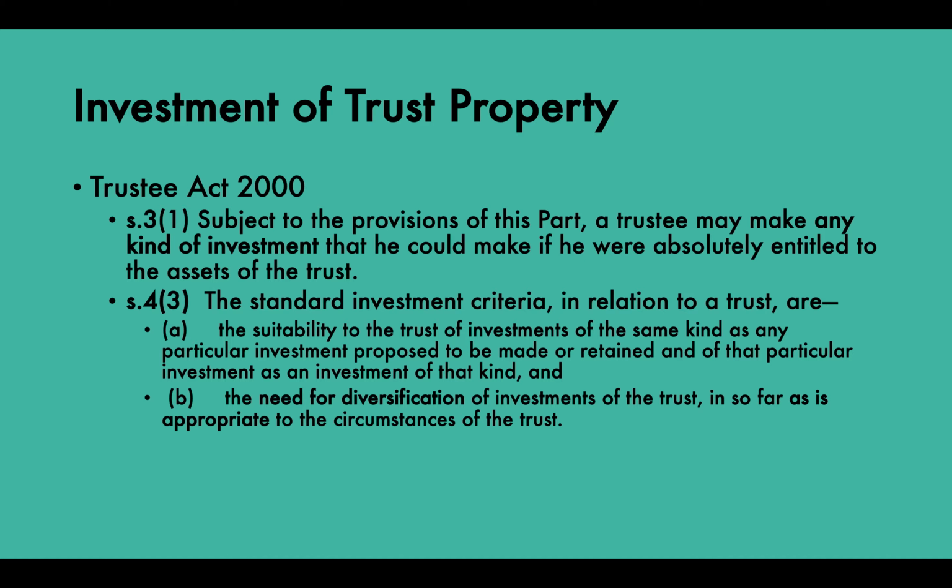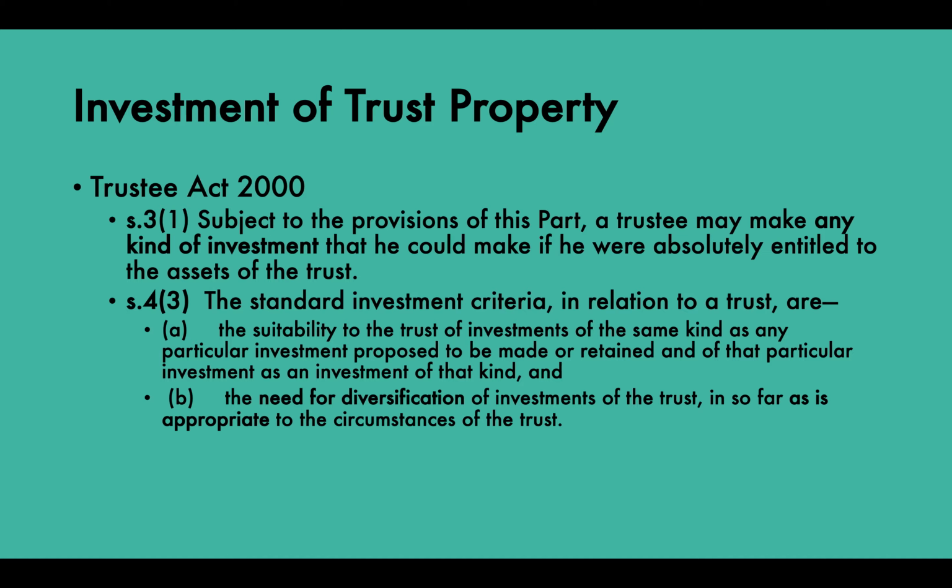This means that the trustee is presumed to be free to make any suitable investments in the absence of any provision to the contrary. Now, Section 4, subsection 3 of the Trustee Act says that the standard investment criteria in relation to a trust are the suitability to the trust of investments of the same kind as any particular investment proposed to be made or retained, and of that particular investment as an investment of that kind.